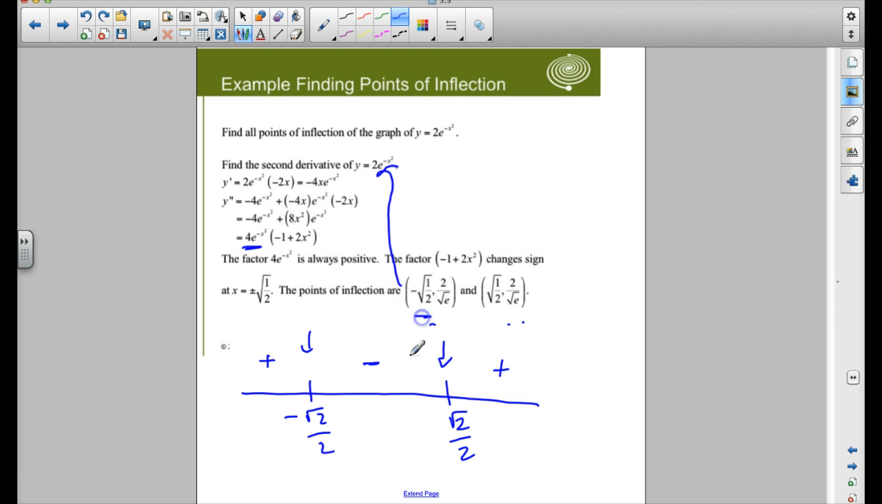So here's our x-coordinate, which is the same as this point. And then we took these values and plugged them into the original equation to get the y-coordinates. That's how you find points of inflection.